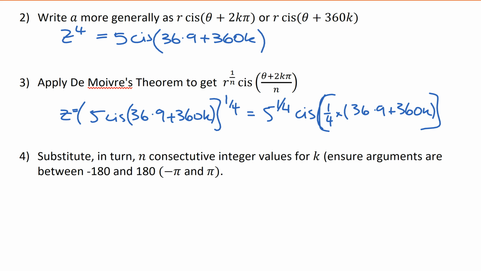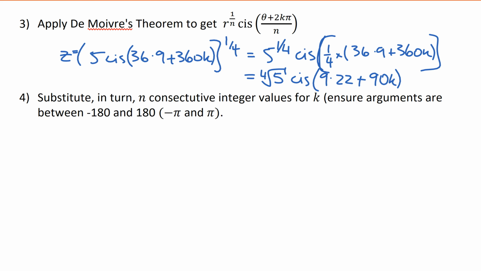Because what I'm going to do next is try and get rid of that quarter. So how am I going to get rid of that quarter times? This is the 4th root of 5, cis, what's a quarter of 36.9? 9.22. Remember, I've got it stored on my calculator, so I'll just divide that by 4 and get 9.22. What's a quarter of 360k? 90k. So there is my number.